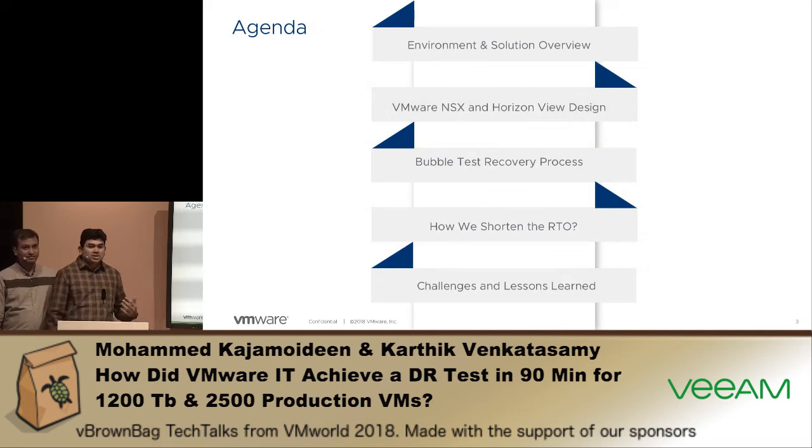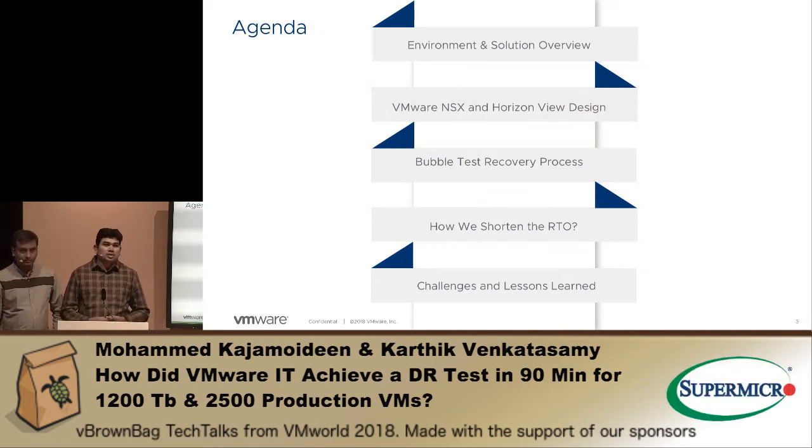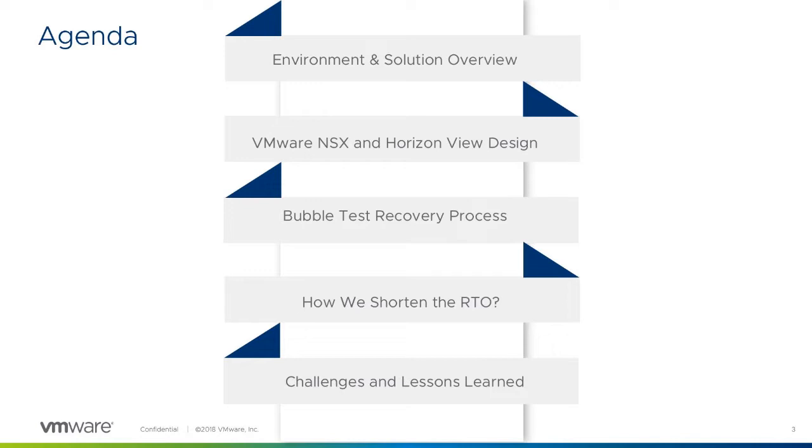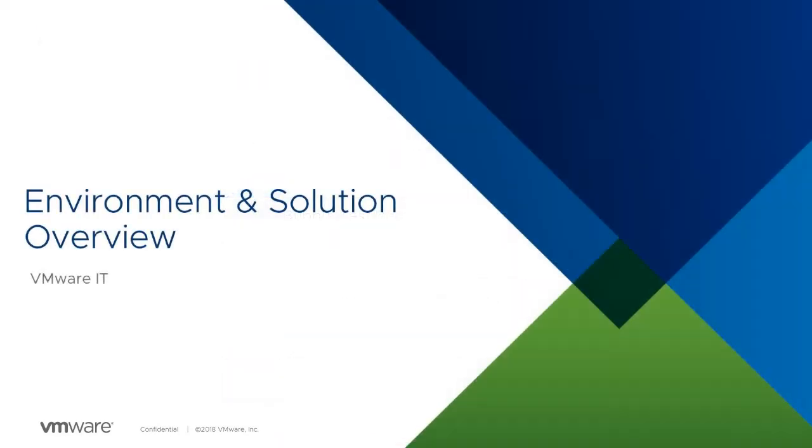So what we have in store is we are going to talk about how big the VMware IT infrastructure is and how we designed VMware NSX and Horizon View for this bubble test recovery process. We are also going to talk about the overall process of this bubble test recovery, and also we'll share some of the SRM Advanced Settings which help us to shorten the RTO, followed by some of the challenges and lessons learned which we faced in this implementation.